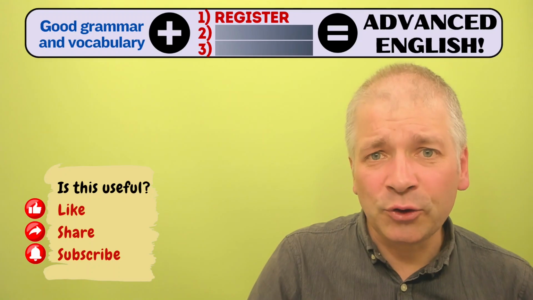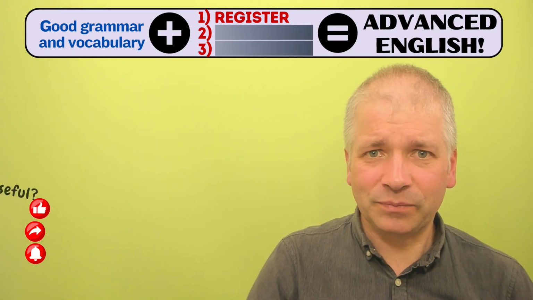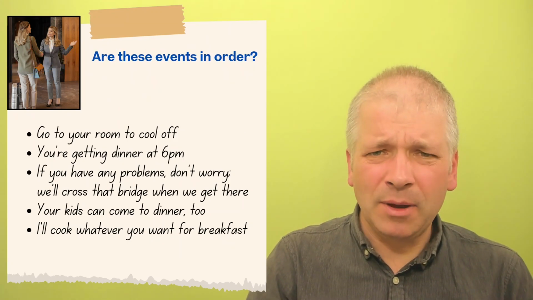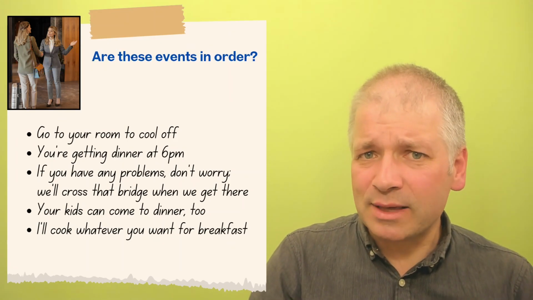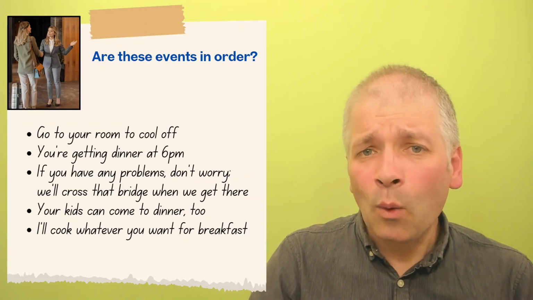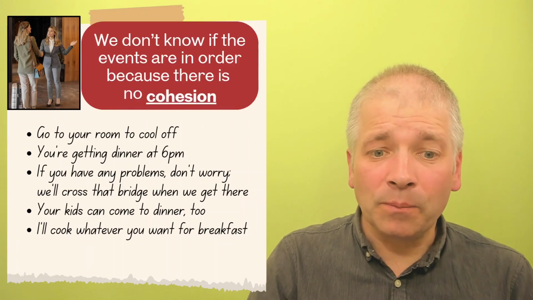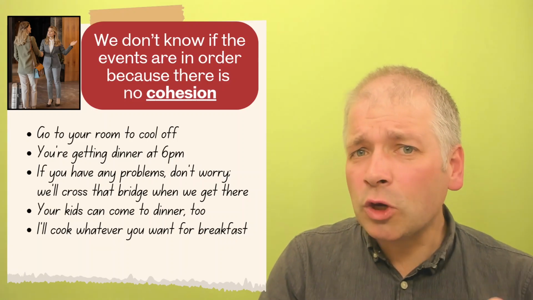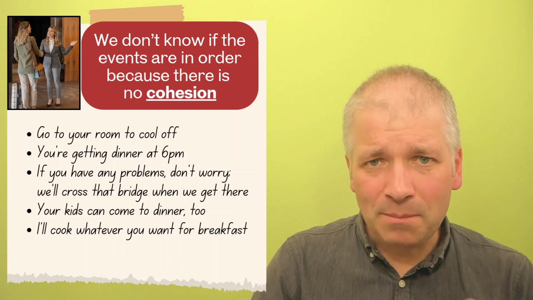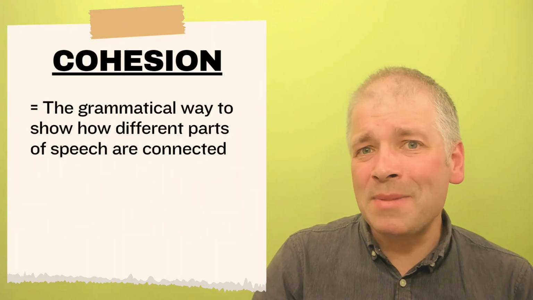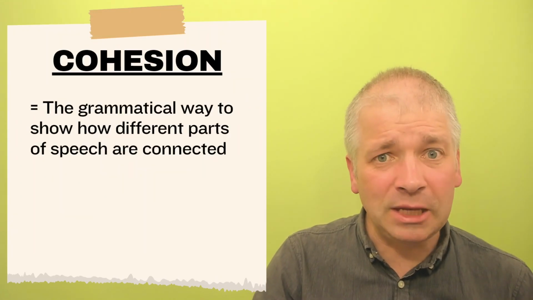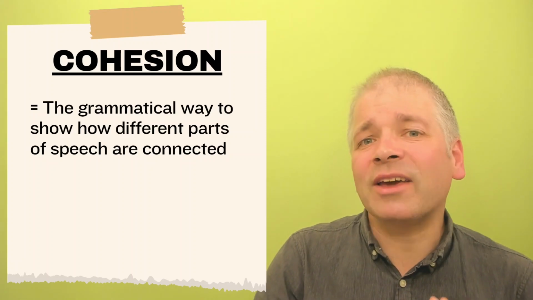Let's go on to the second item. Let's go back to our hotel text. This time, think, are the events in order? Well, we don't actually know. We don't know if the events are in order because there is no cohesion in the message. And cohesion means the grammatical way to show how different parts of speech or writing are connected.